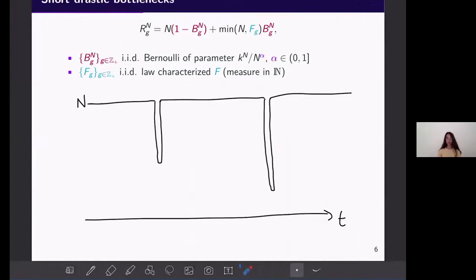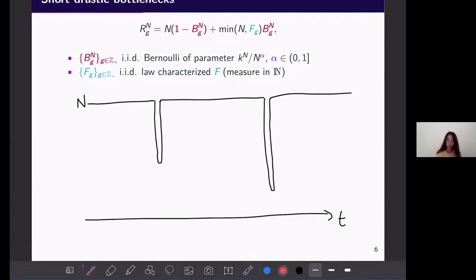In the case of short drastic bottlenecks, the population size is described like this. So most of the time it is equal to n, and sometimes when these Bernoulli random variables that have a small parameter are equal to 1, it is chosen at random with some law that is characterized by f, where f is a measure on the natural numbers that will be important later.